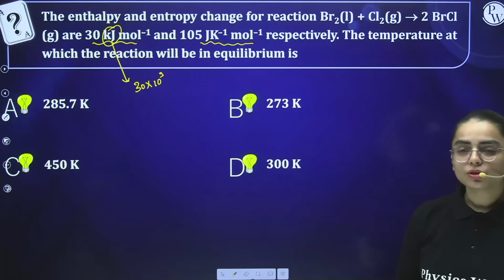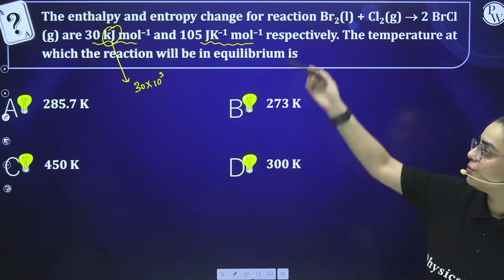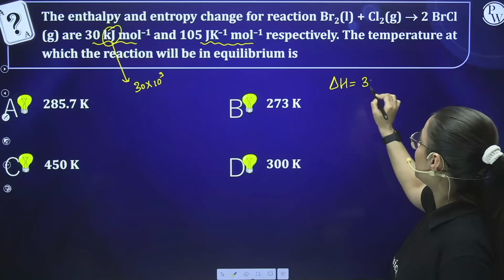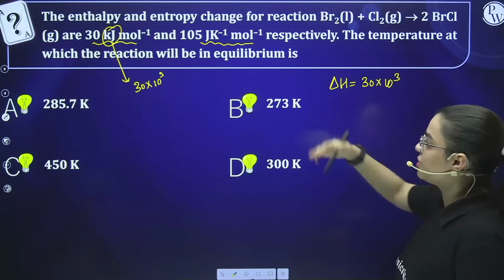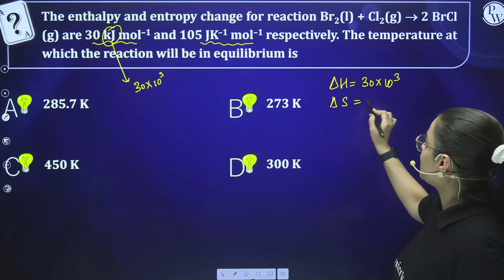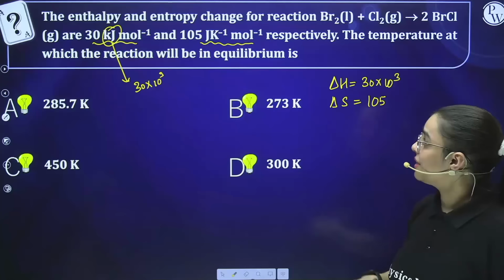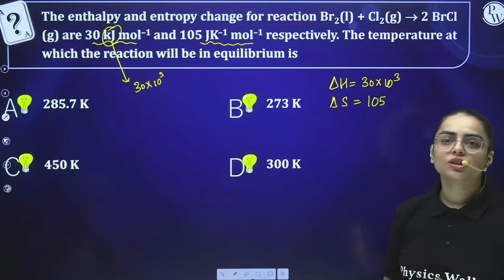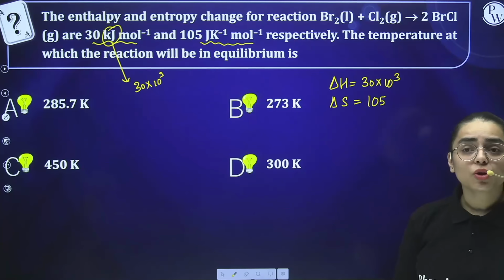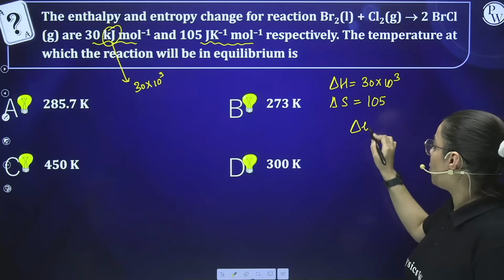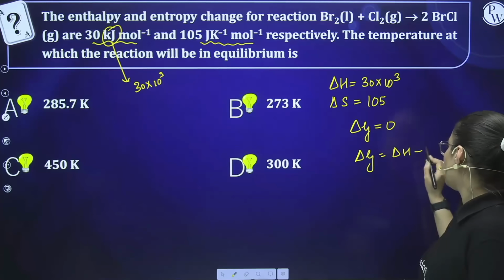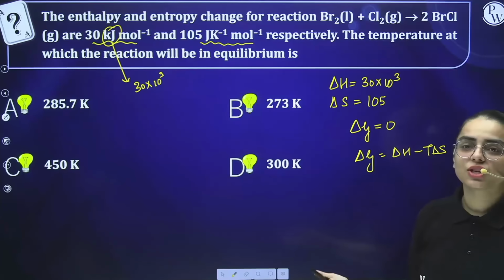So if I talk about this question, it is quite simple. Here we are being given enthalpy and entropy. If I talk about enthalpy, that is delta H, it is 30 into 10 raised to the power 3, because we have converted into joules, right? Now if I talk about entropy, which is delta S, it is given to us 105. Right students, other than this, they have given us that we need to find temperature at an equilibrium. So when I'm talking about equilibrium, delta G is 0, and the formula delta G is equal to delta H minus T delta S. This is the formula which we have just studied right now.